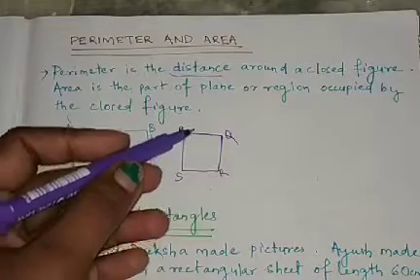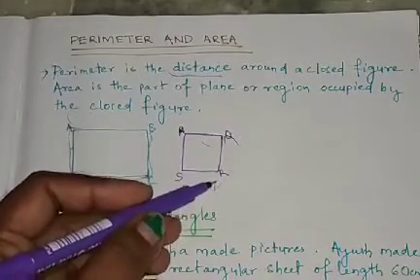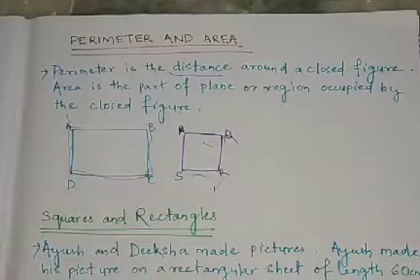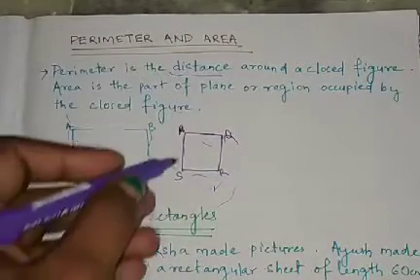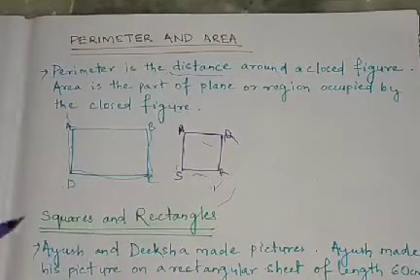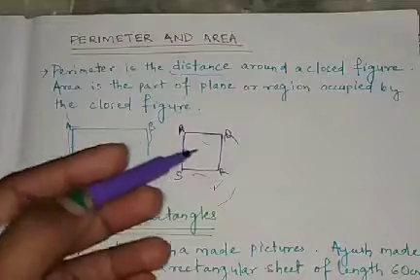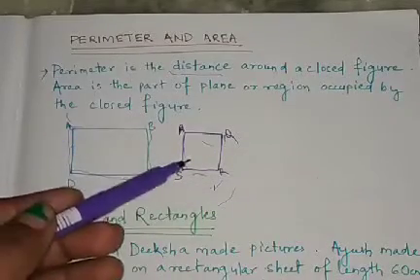How will you find the perimeter of the square? PQ plus QR plus RS plus PS. This is the distance around the closed figure. We are only finding the distance surrounding the closed figure. Then let's see what is area. Area is the part of the plane or region occupied by the closed figure.